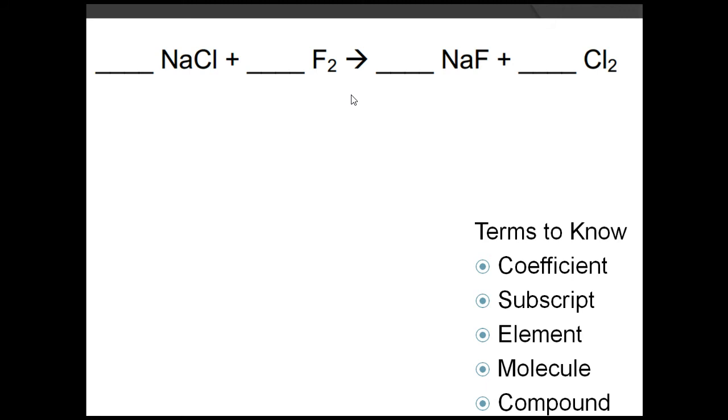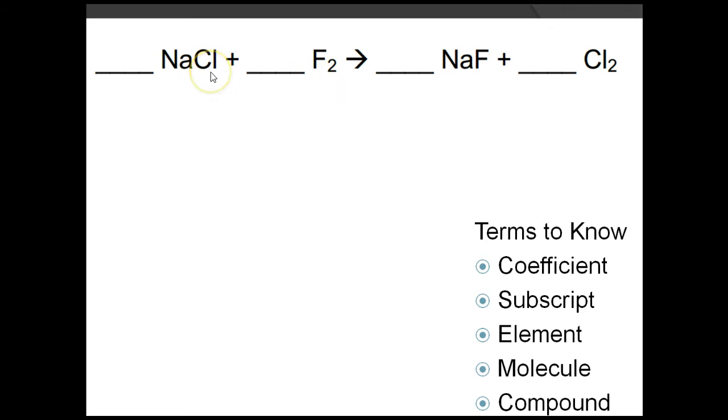If we're looking at this equation here, I see I have 2 reactants, sodium chloride and fluorine, so molecular fluorine. If I go left to right, I see I have 1 sodium on the left and 1 sodium on the right, so I'm fine there. I have 1 chlorine on the left and I have 2 chlorines on the right, so I'm not balanced there. 1 and 2, not the same number. So I need to add more chlorines on the left side where I only have 1 of them.